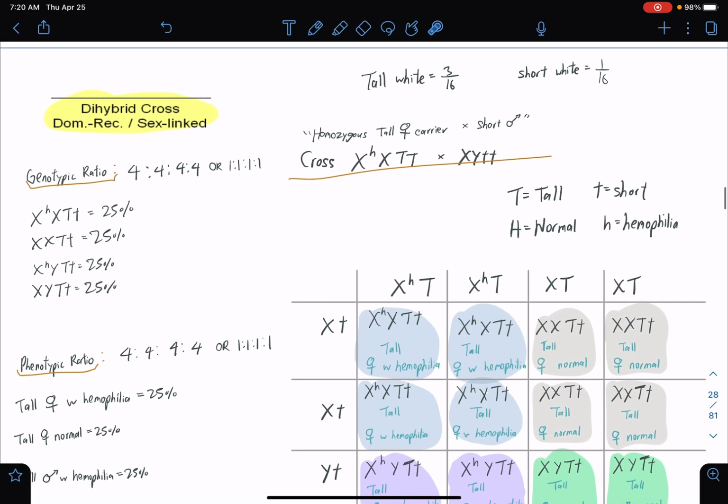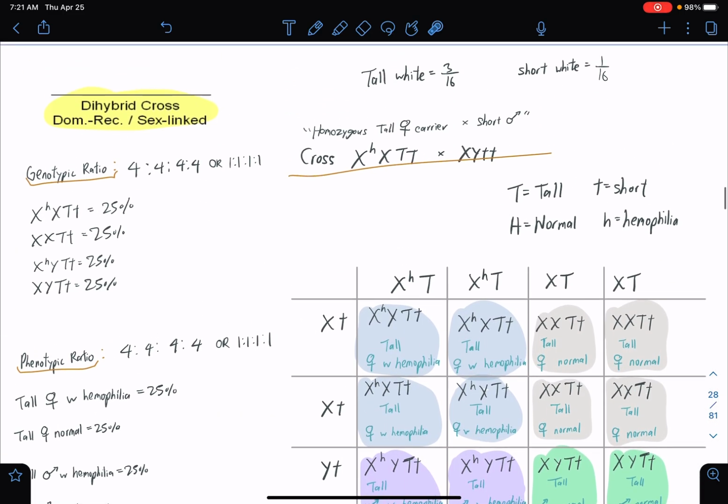And here, it's basically the same thing.